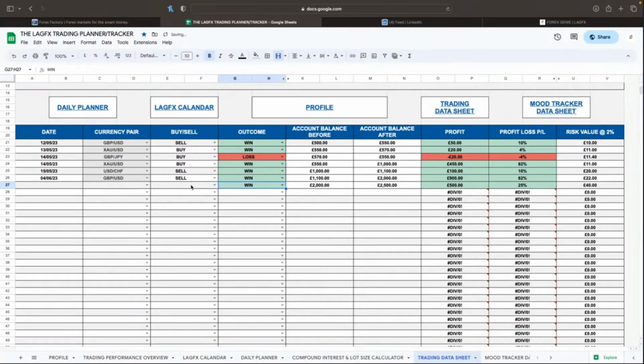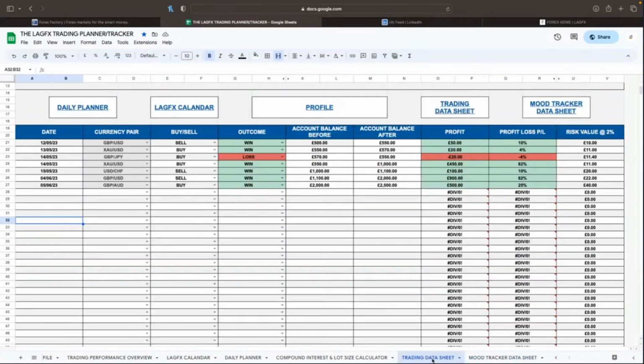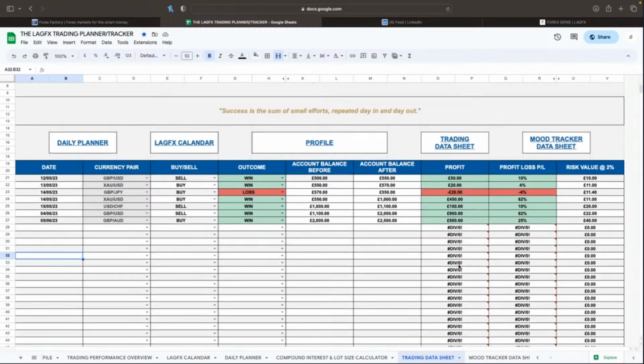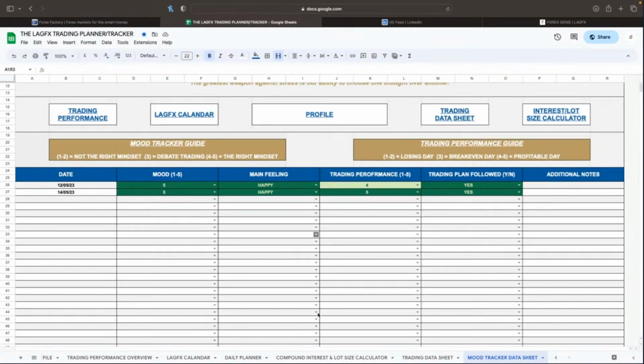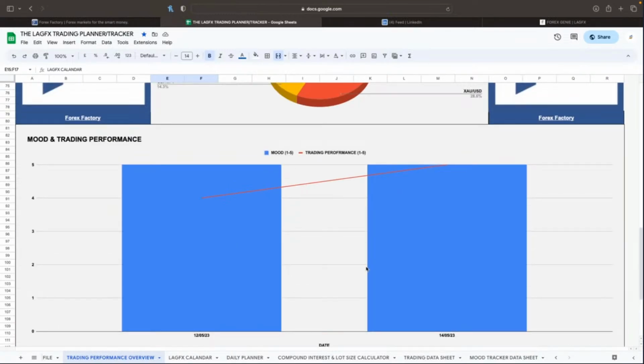So then you put win on here. You'd click, it was a buy position on Great British Pound AUD, and we placed this trade on the 5th of the 6th, 2023. Now, when you go to here, it shows that. It automatically updates and shows you. So that is your trading data sheet, and it's just a brilliant way to monitor every position you're placing. Now, your mood tracker acts in a similar way. So the more you fill this out, the more information we're going to get on this here.